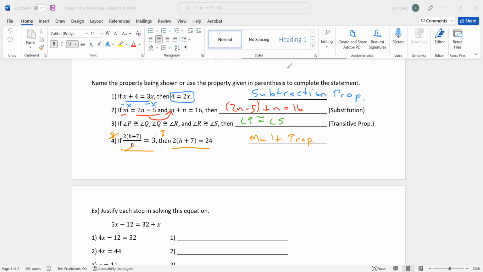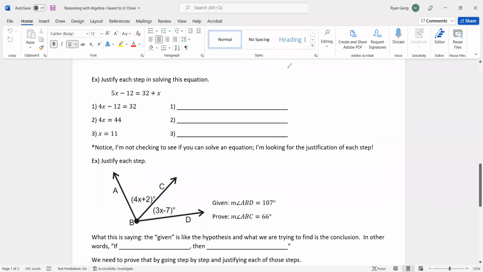Let's go to the back. This is a proof. Now it's a very, very simple proof that you know how to do. That's why we're starting small. We're starting with something that you know how to do and putting it in proof form. So this is what you call a 2-column proof, because you've got a column here and a column here. The first column is your statement. The second column is your reason.